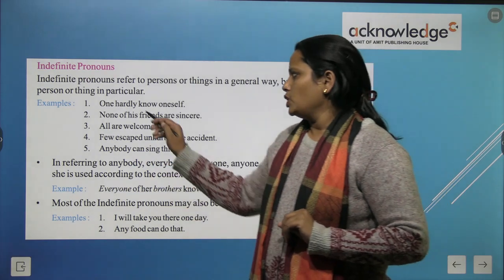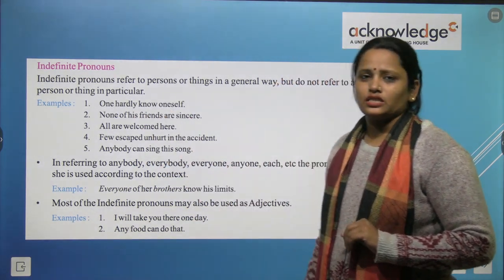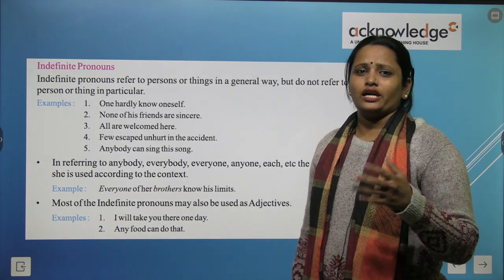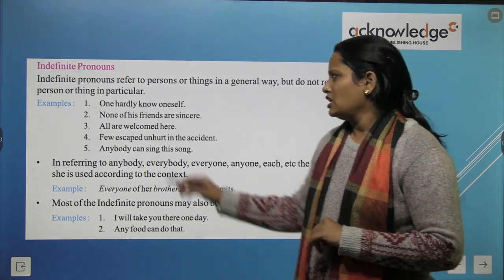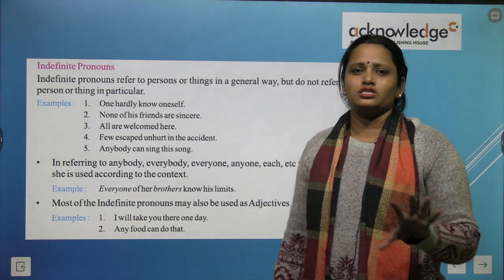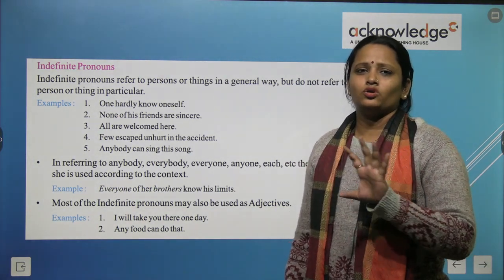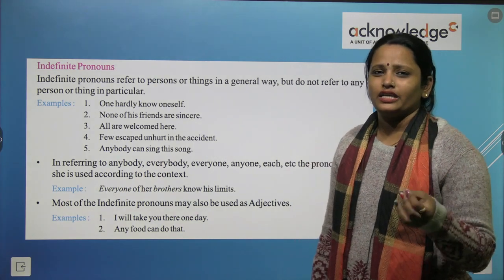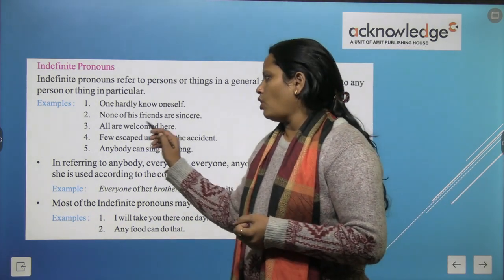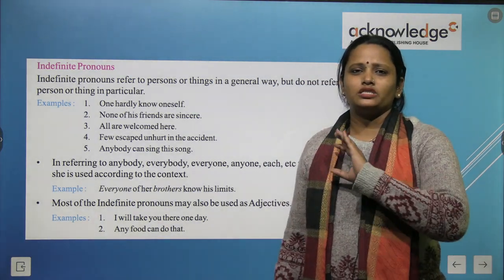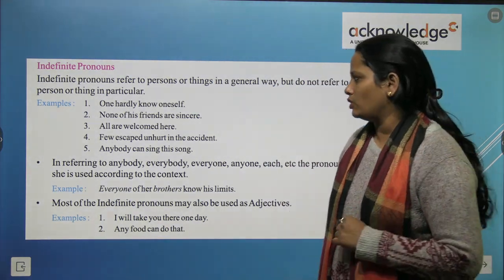For example, one hardly knows oneself. एक इंसान खुद को बहुत ही कम जानता है. वो एक इंसान कौन है? Nobody knows. None of his friends are sincere. उसके कोई भी दोस्त सिंसियर नहीं है. So कोई भी दोस्त मीन्स वो कोई भी दोस्त हो सकता है, वो किसी particular friend की बात नहीं हो रही है. All are welcome here. सबका यहाँ पे स्वागत है. All का मतलब किसी specific person की बात नहीं हो रही है.